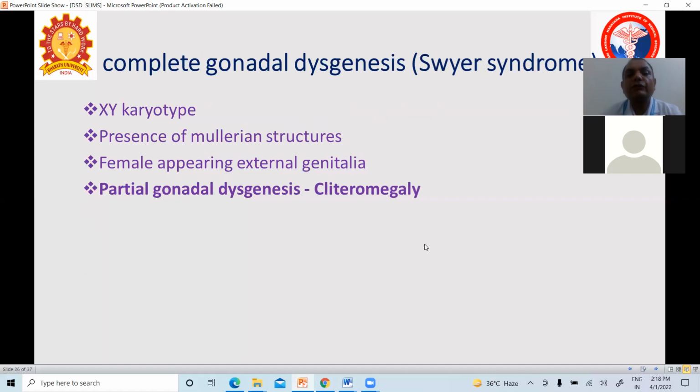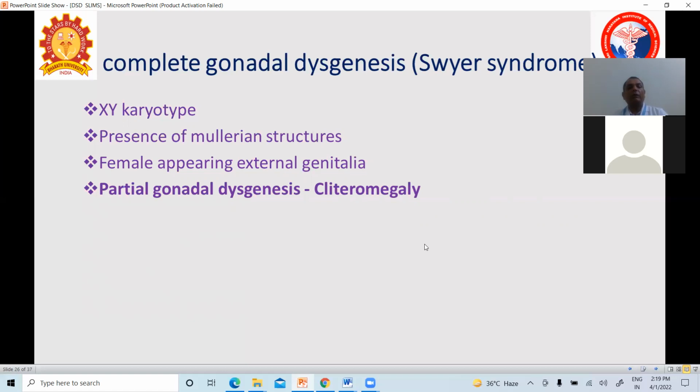Complete gonadal dysgenesis, Swyer syndrome. It has an XY karyotype and presence of Mullerian structures, since MIS, or AMH, is not secreted and the Mullerian structures will not be inhibited. And as I told you, the default setting is to develop into female structures. So Mullerian derivatives will be present. External genitalia will appear female due to the absence of testosterone.